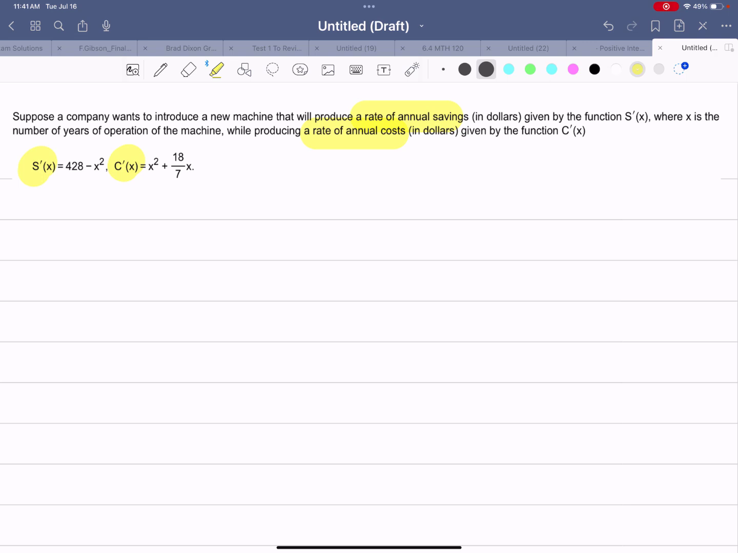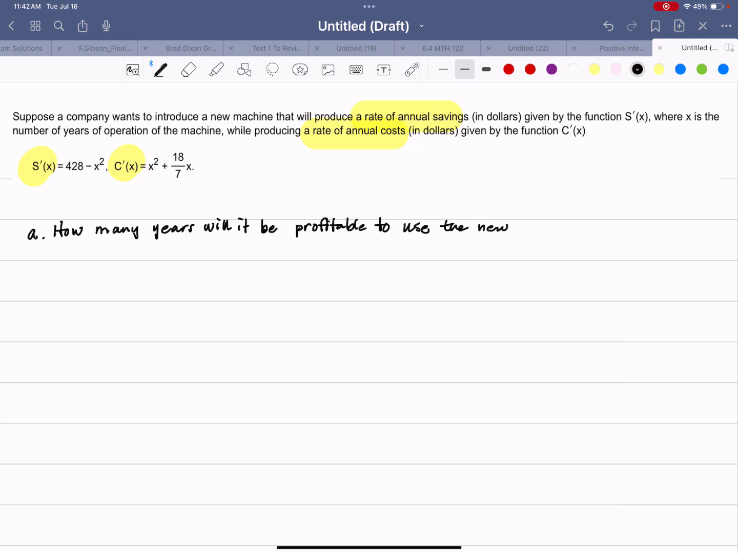So if we want to determine first, part A, for how many years will it be profitable to use the new machine?